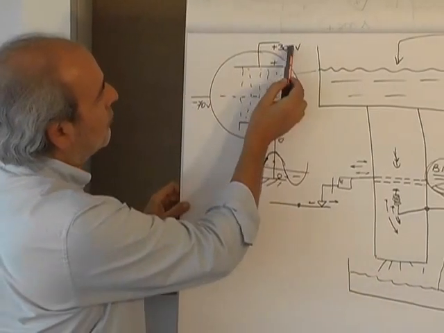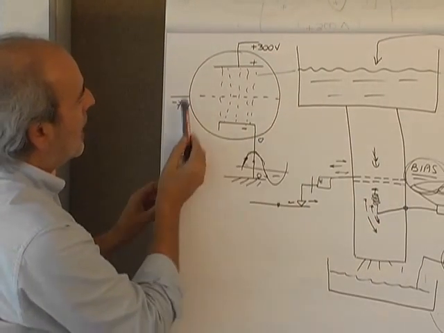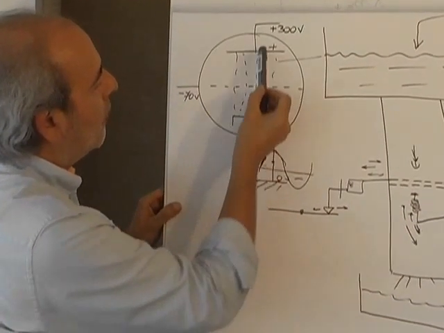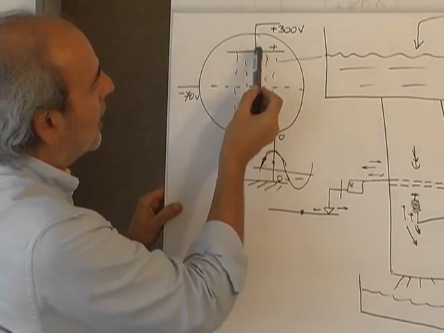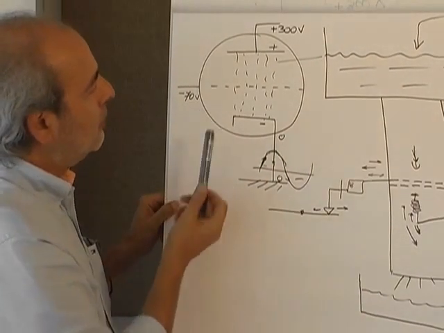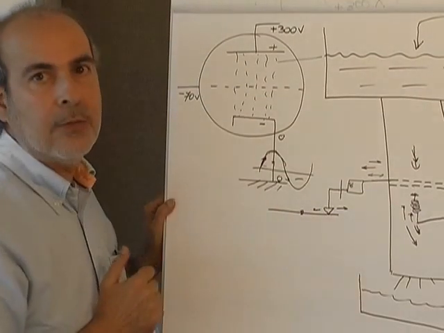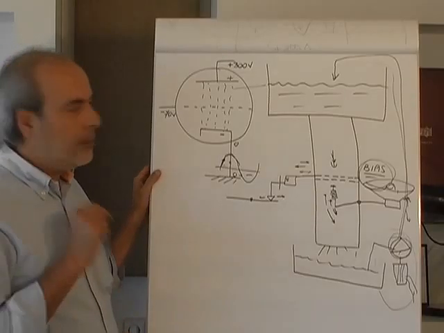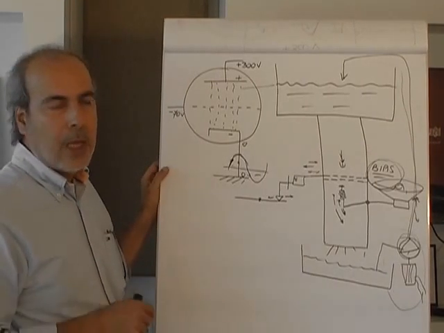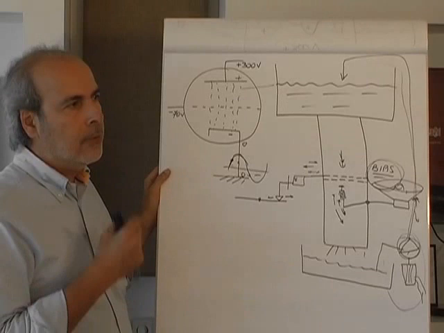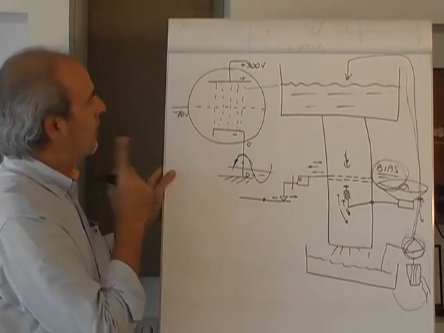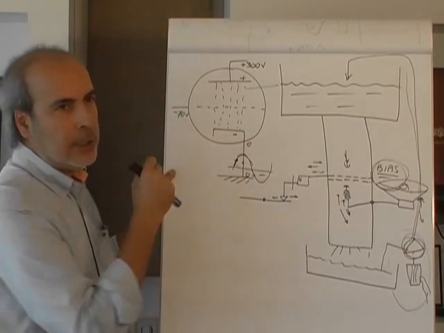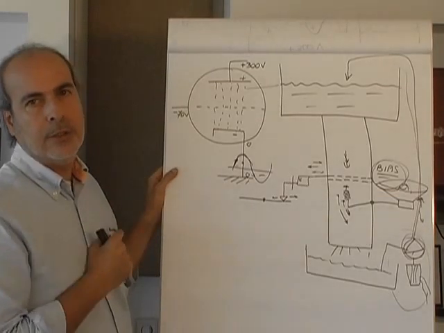If we keep these three voltages constant, 0, minus 70, and plus 300, the flow between cathode and the anode will be constant. We call this flow the bias flow of the tube, similar to the bias flow here. The definition of the bias flow is as follows. It is a predetermined flow that flows even when there is absolutely no signal applied to the grid. So it's in a way an idle status current.